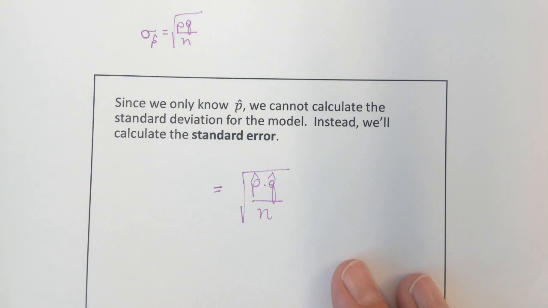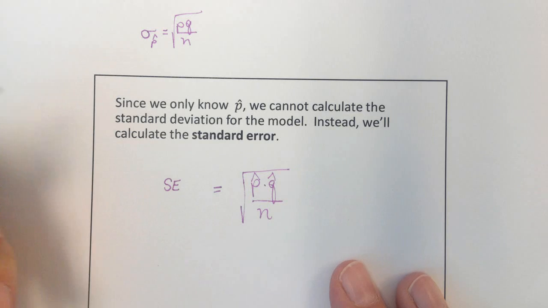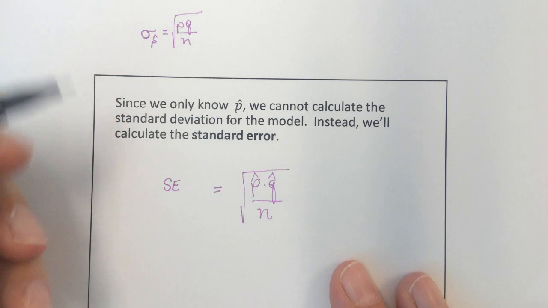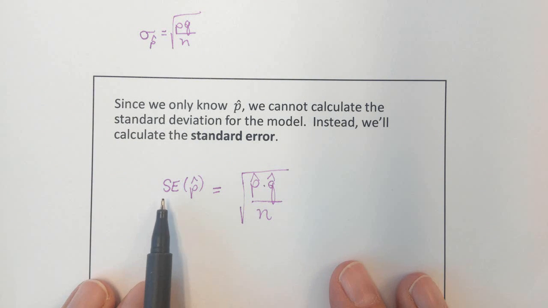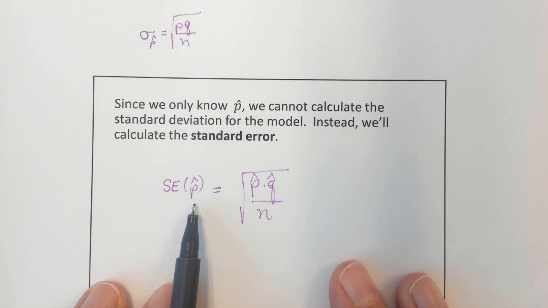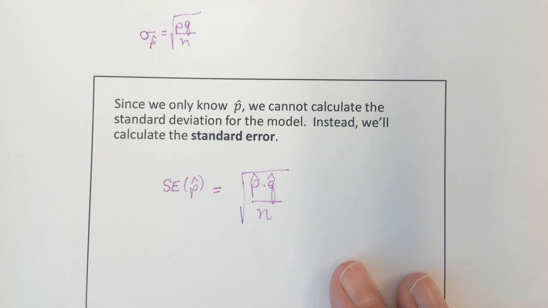This is now called the standard error, and you can't use a sigma anymore because sigma is for a standard deviation. So what do statisticians decide to do? They're just going to abbreviate SE of the p hats. So this is read standard error of p hat. It's the same formula as standard deviation. You're just going to use the hats instead.